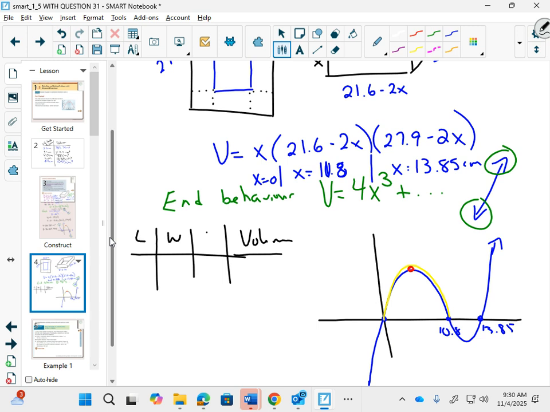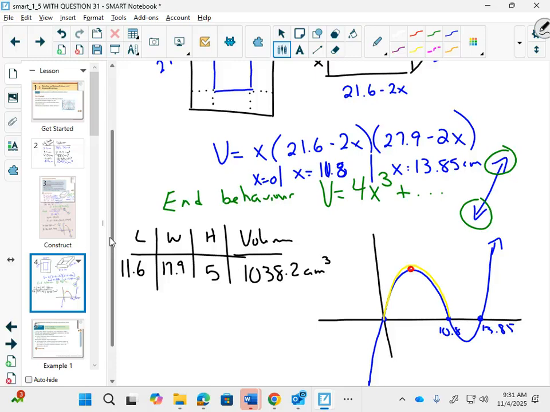So we have length, width, height. If I pick my height as 5, and I think somebody had 5 on our board, then this side will be 21.6 minus 10, which will be 11.6. And 27.9 minus 10 will be 17.9. And if I do 11.6 times 17.9 times 5, I get 1,038.2 centimeters cubed.